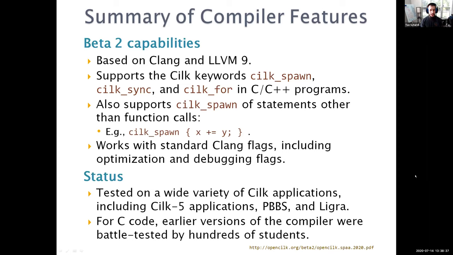Here's a brief summary of the compiler features. It's based on Tapir LLVM, meaning that it's also based on Clang and LLVM. And for the beta 2 release of OpenCilk, we're specifically based on Clang and LLVM version 9. The OpenCilk compiler supports the standard Cilk keywords, cilk_spawn, cilk_sync, and cilk_for. You should be able to use those in both C and C++ programs. In addition, OpenCilk supports cilk_spawn of more than just ordinary function calls. For example, you could write, as shown on the slide, cilk_spawn of x plus equals y. It doesn't have to be a statement that's quite so simple.